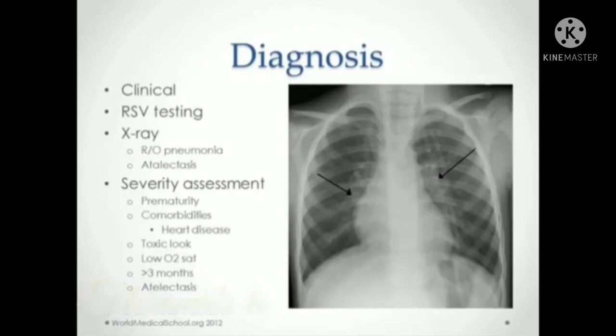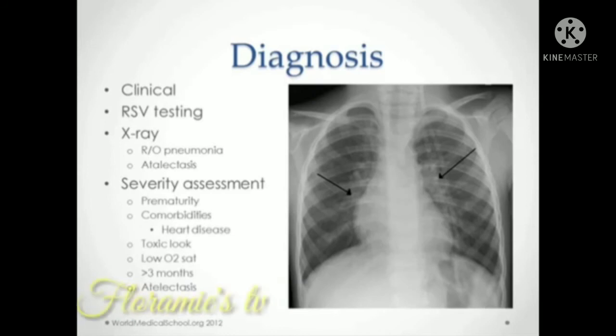So the diagnosis is really clinical. We do have tests to test for RSV, and we can also do x-rays. But the RSV testing may serve in some cases to decide whether or not we are going to use ribavirin, which we'll talk about in a second. It may also discourage us from using antibiotics, which one could argue is a good thing. But in general, we don't need to test for RSV.